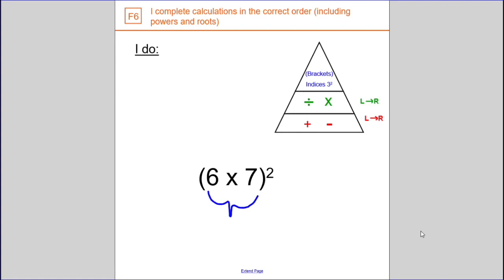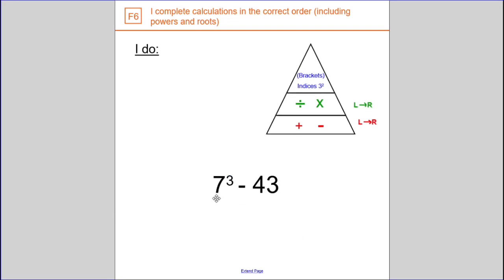I can complete calculations in the correct order, including powers and roots. So we've got 6 times 7 in brackets to the power of 2. So we're going to do 6 times 7, which is 42. Then we're going to raise it to the power of 2. 42 squared, remember, just means 42 times 42, which is equal to 1,764.